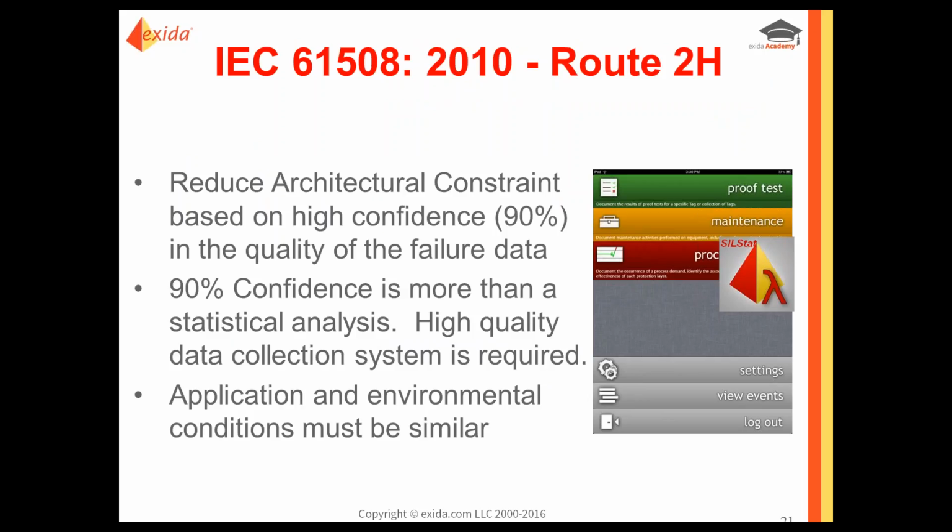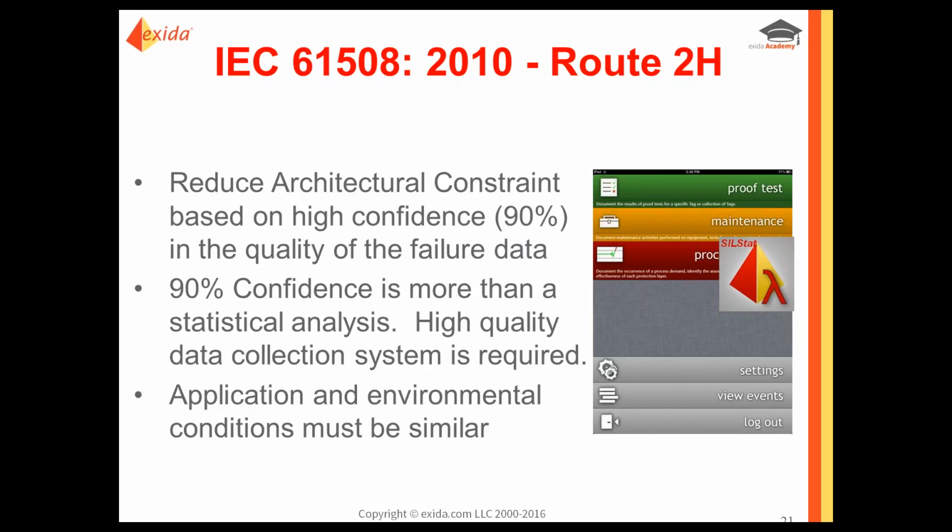To qualify for Route 2H, you have to make sure that you follow the different rules for it, including reduced architectural constraints based on the confidence of 90% in the quality of the failure data. And 90% confidence is more than just a statistical analysis. It actually means that you need to have a high quality data collection system. You need to make sure you're accounting for all of the failures, tracing them back, figuring out why something happened, and not just say, oh, we think we had 2 failures last year. It needs to be more than that. And when you're comparing the number of hours for different valves or different actuators or parts in those valves or actuators, the application and the environment conditions must be similar.